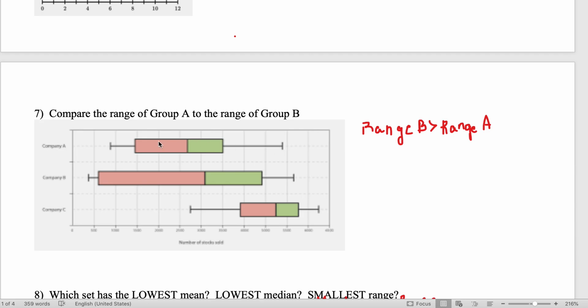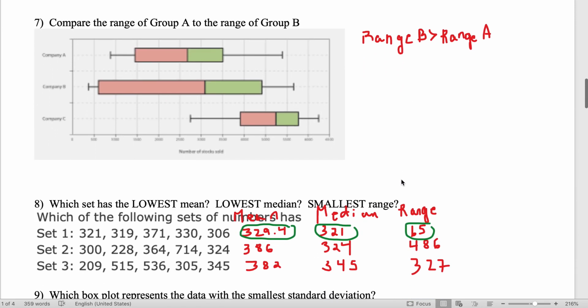Okay. Compare the range of group A to the range of group B. Well, the range is highest minus lowest, and as you can tell, in group B, the highest and the lowest are far more spread apart. So the range of group B is greater than the range of group A.